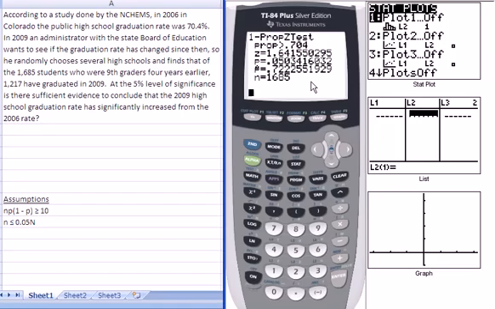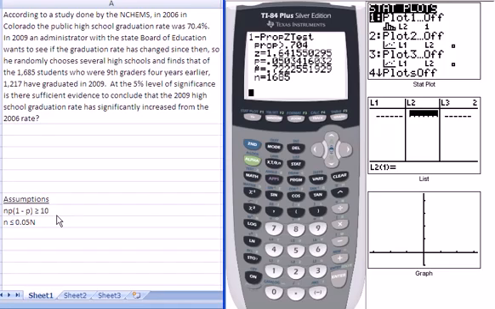A couple of things I want to point out. You'll note that in the name it says z-test because we're using a standard normal distribution model to compute our test statistic and our p-values. And you need to check your assumptions before you do these tests. You want to check that your sampling distribution is approximately normal.